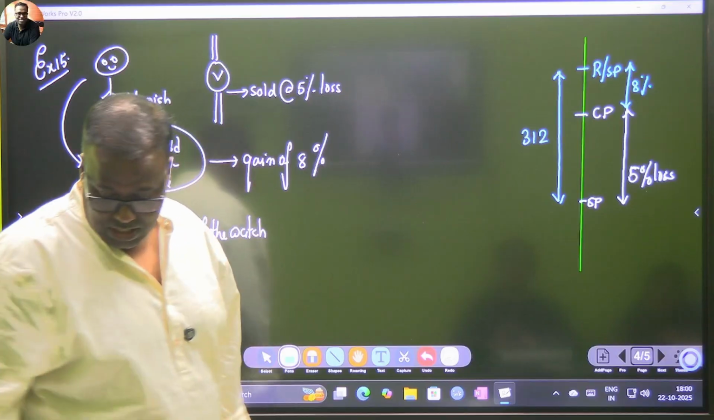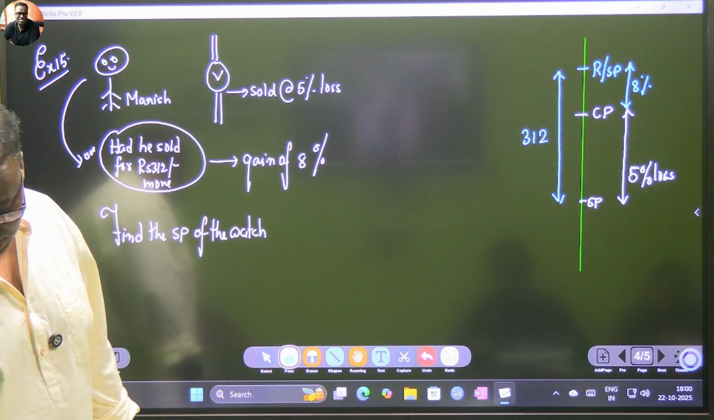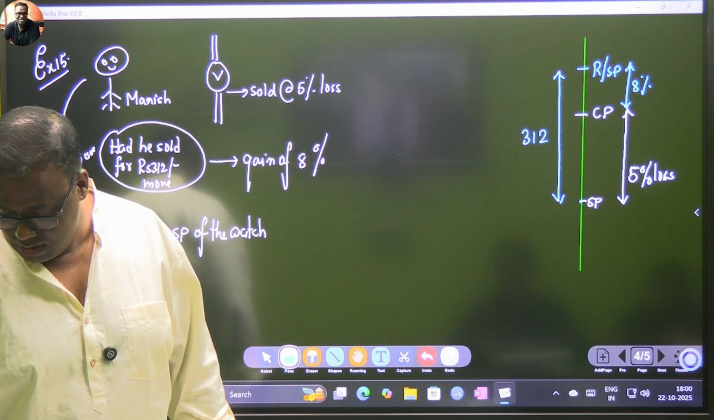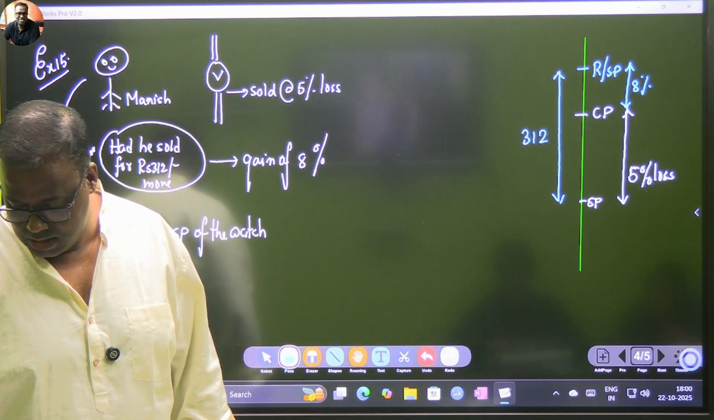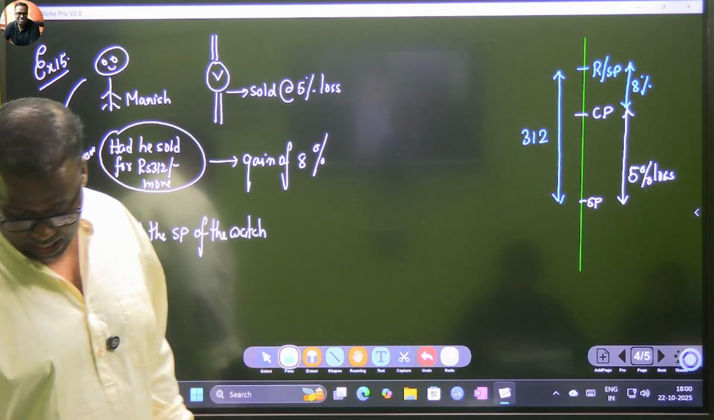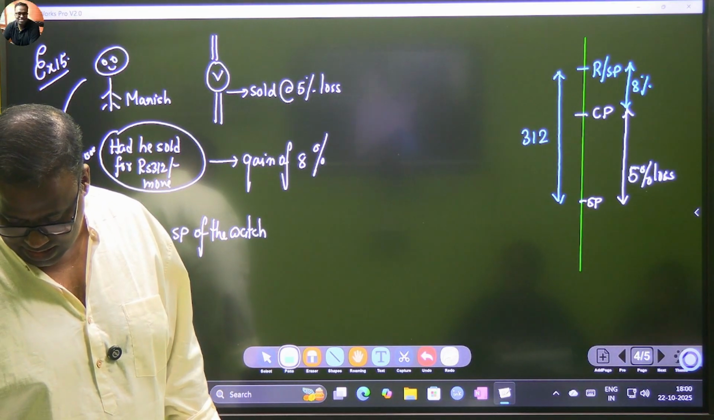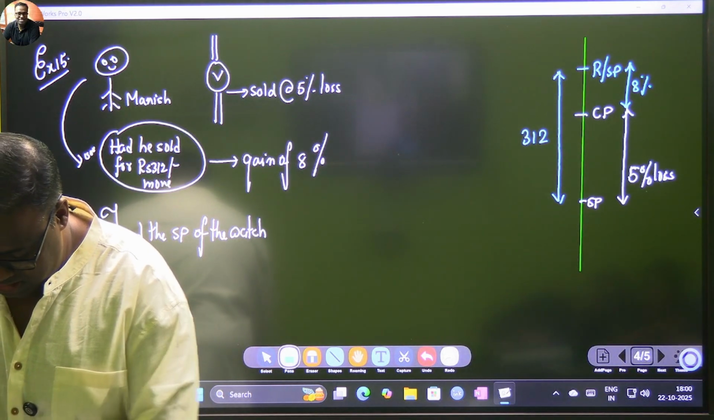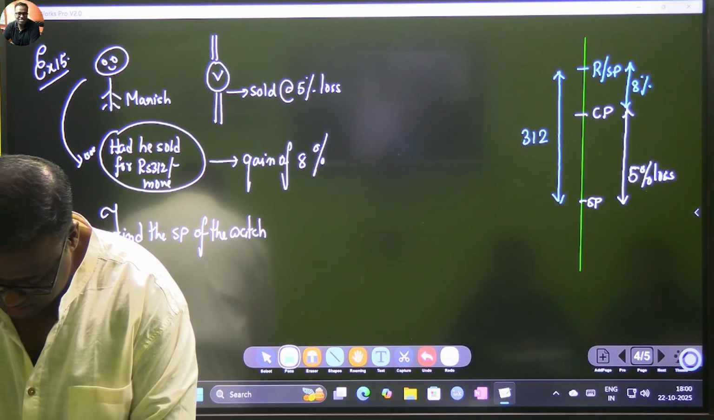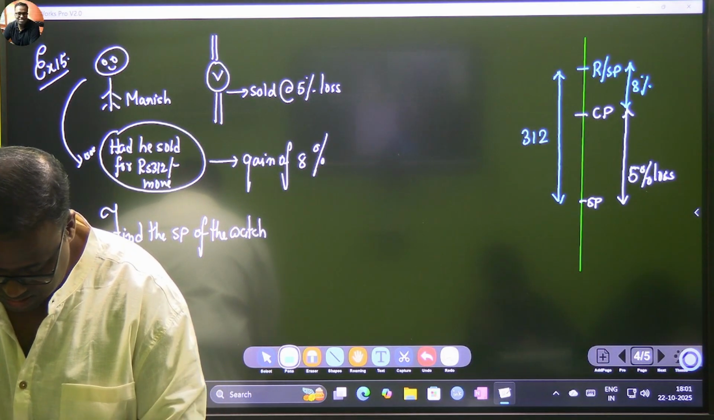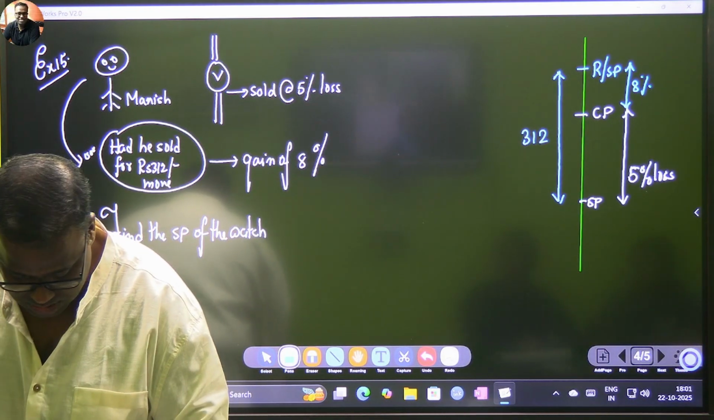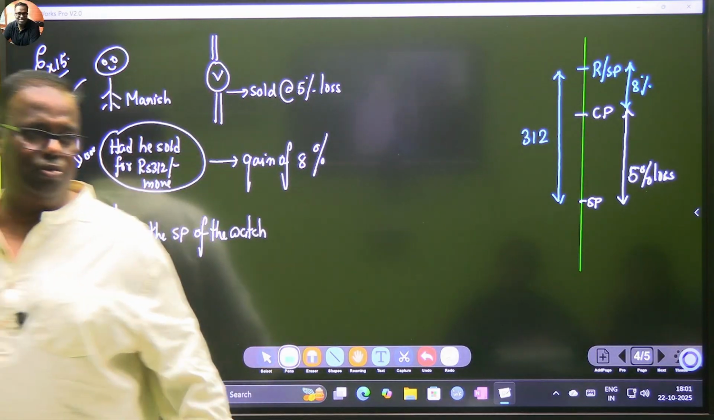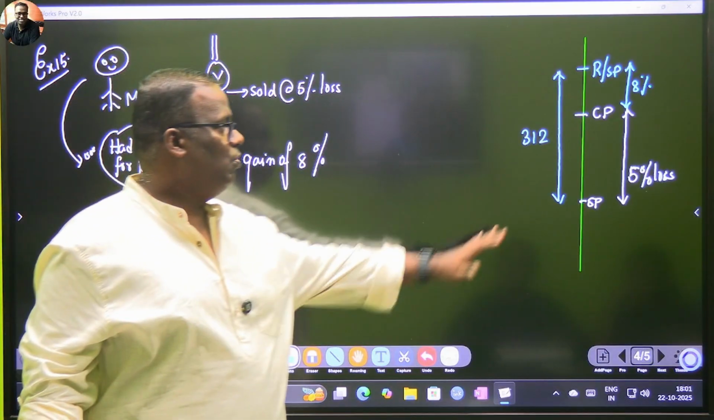So let's read the problem once again. It says, had he sold it at... Now if you look at the book and try to solve this problem, you will get all confused, right? We don't know what the selling price is.